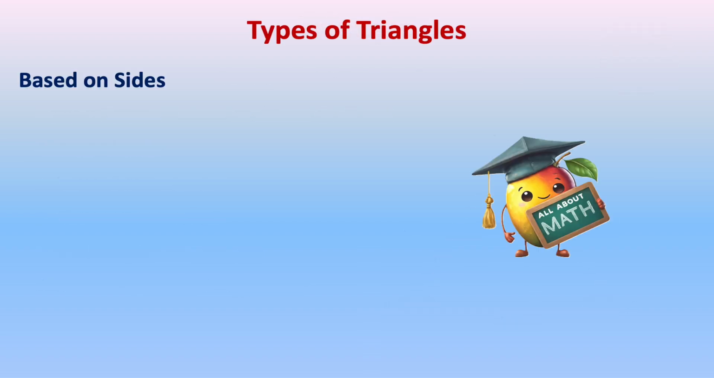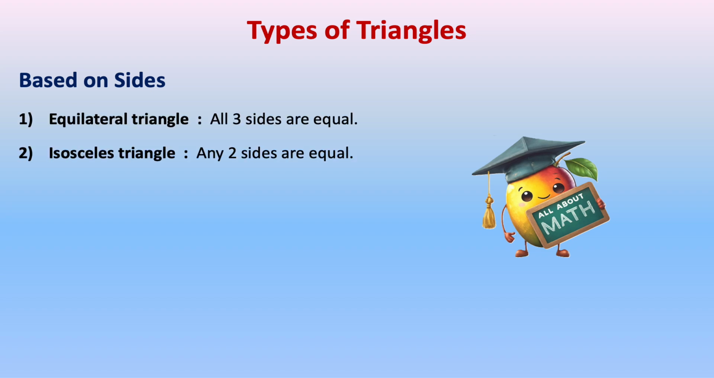Types of triangle. Based on sides, we have first the equilateral triangle. All three sides are equal. Equi means all sides equal. Isosceles triangle, any two sides are equal. Iso means two sides. Scalene triangle, all three sides are different. To remember what a scalene triangle is, you know already, a scale has different measurements. So scalene triangle, different sides.